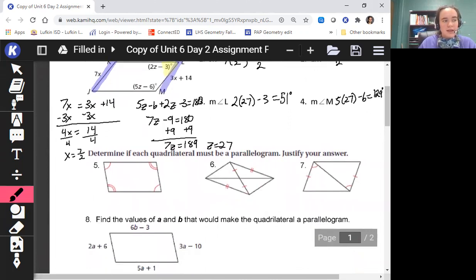Our next set, we want to determine if each quadrilateral must be a parallelogram and justify your answer. So on this first one, we know that we have opposite angles that are congruent. So that is one of our properties that tells us that we have a parallelogram. So yes, this is a parallelogram because opposite angles are congruent.